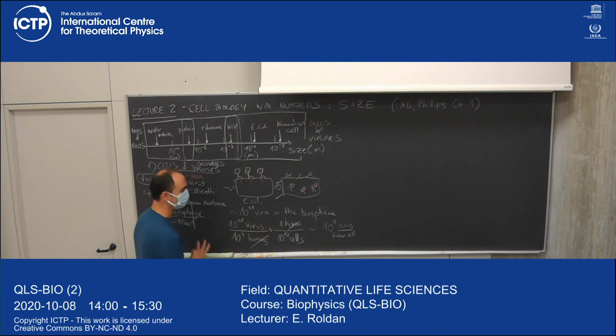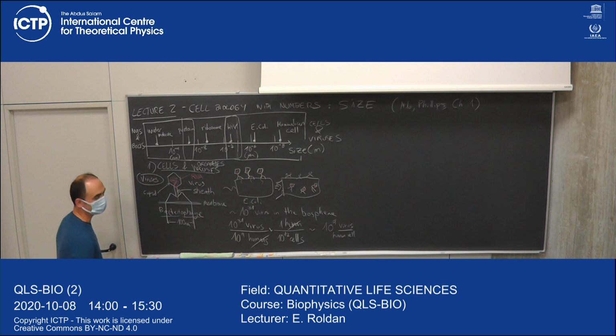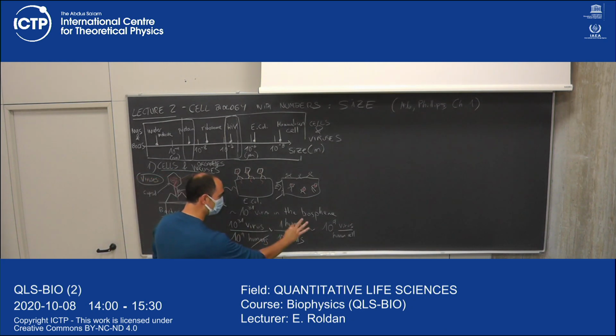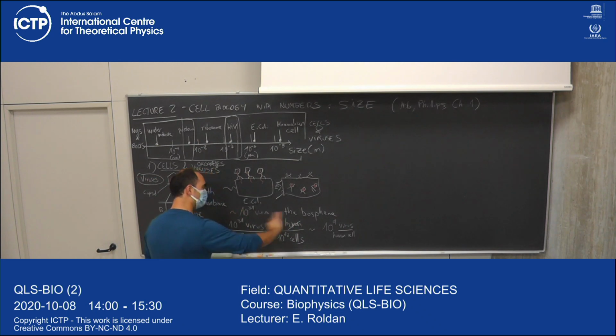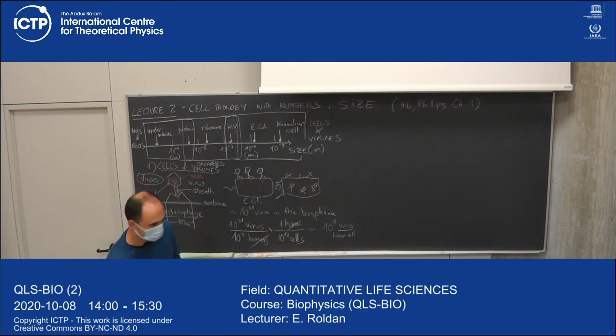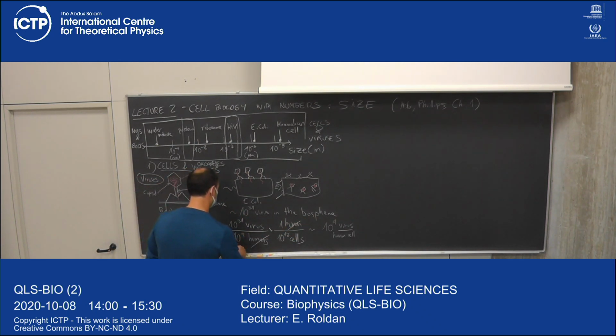And another thing is, what is the mass? These are very light objects. These are very small, tiny. So even though there are many, they are the most populated species on Earth, they are very light. So they are only 5% of the biomass.